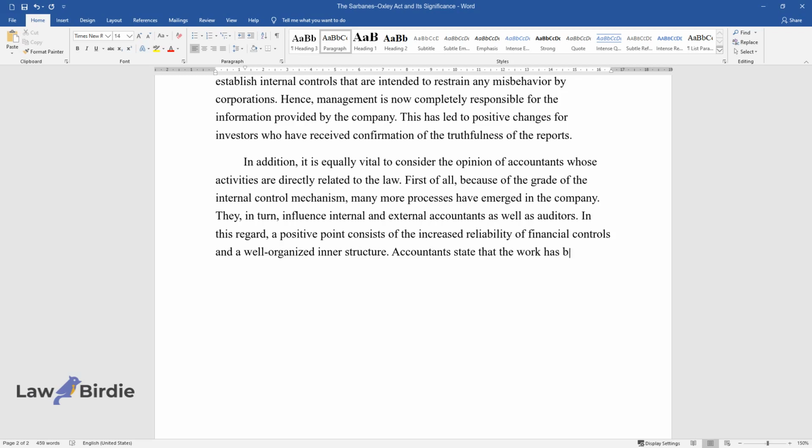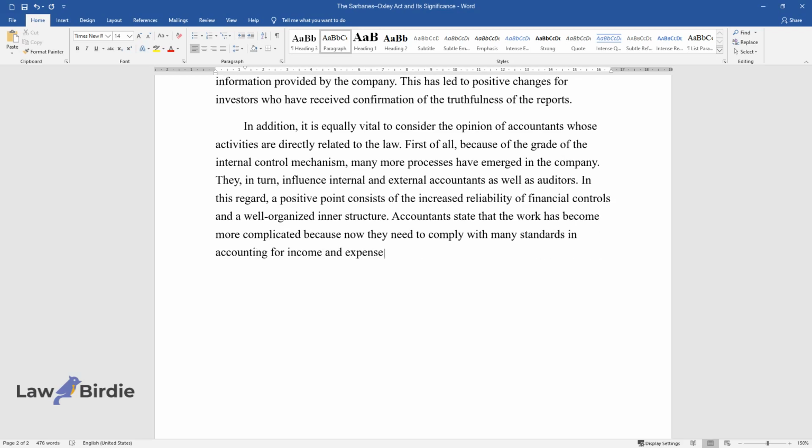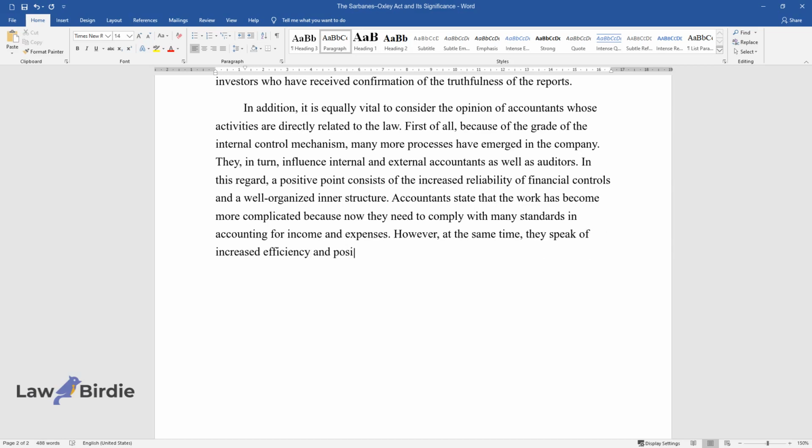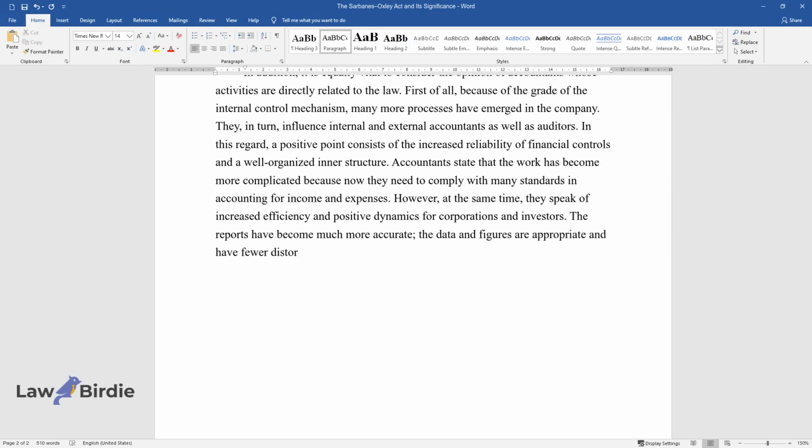Accountants state that the work has become more complicated because now they need to comply with many standards in accounting for income and expenses. However, at the same time, they speak of increased efficiency and positive dynamics for corporations and investors. The reports have become much more accurate, and the data and figures are appropriate and have fewer distortions.